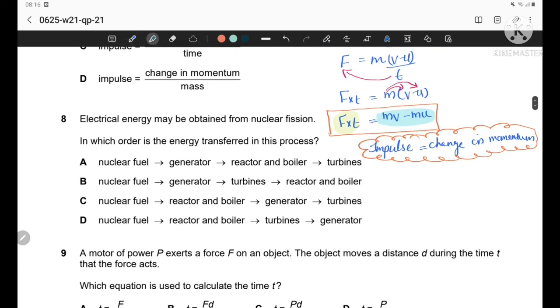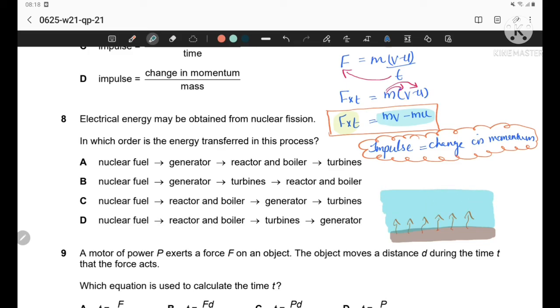Question 8. Electrical energy may be obtained from nuclear fission. In which order is the energy transferred in this process? So here we need to know the process of how nuclear fission can be used to generate electrical energy. So basically, initially we will have nuclear fuel, the materials or substances which will undergo the nuclear fission process. When they undergo nuclear fission, it will produce lots of heat energy, and this will be connected to the reactor where we will have water. So this heat energy will make the water boil.